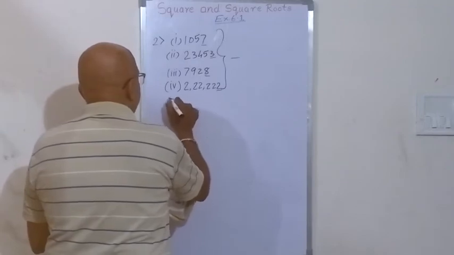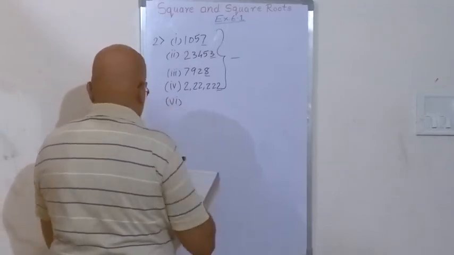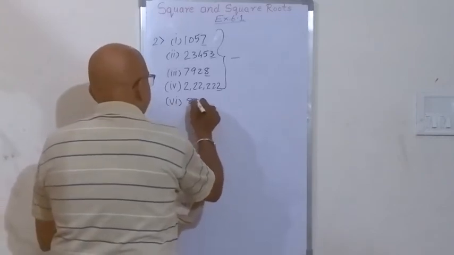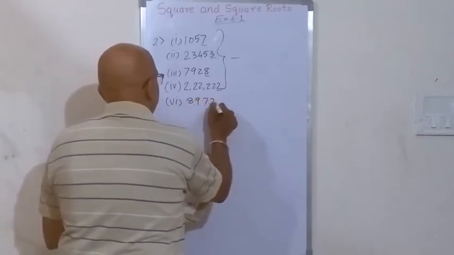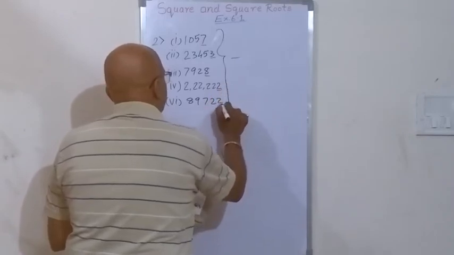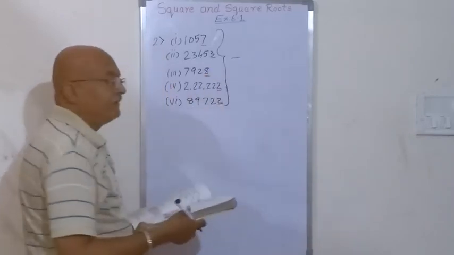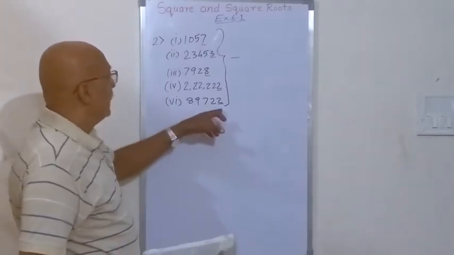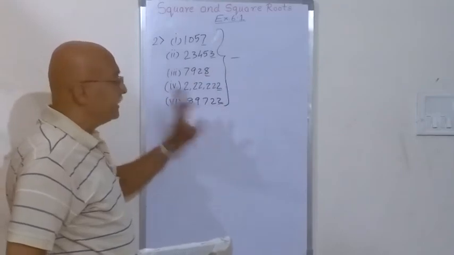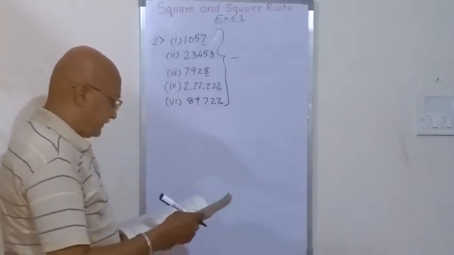Even we can include the sixth one in this, which is 89,722. So I will include that also. Here the unit place digit is either 2, 3, 7 or 8. So they are never perfect squares.